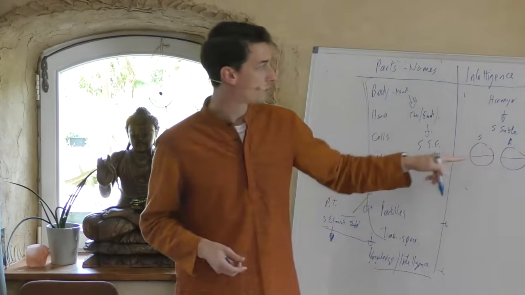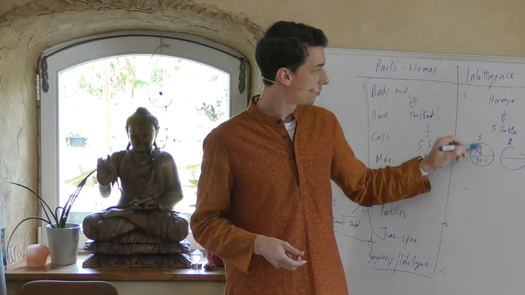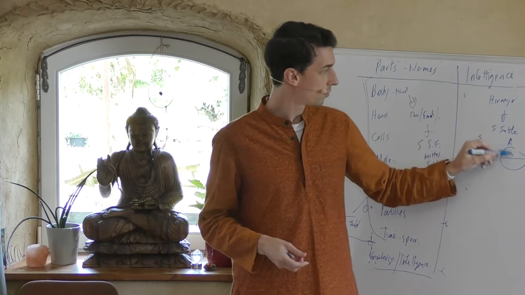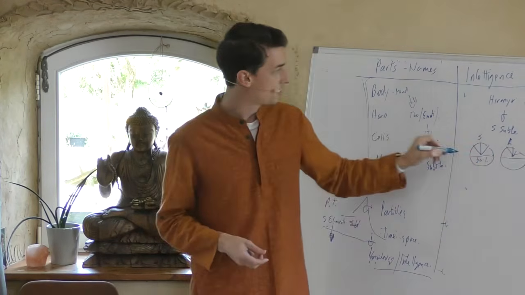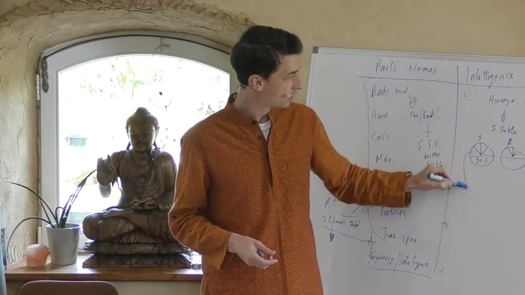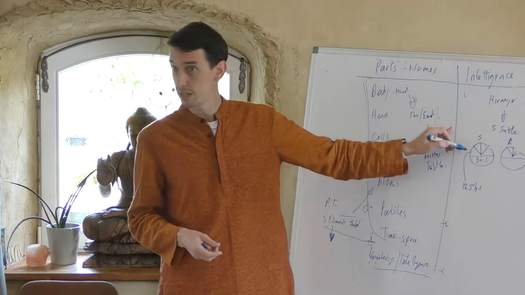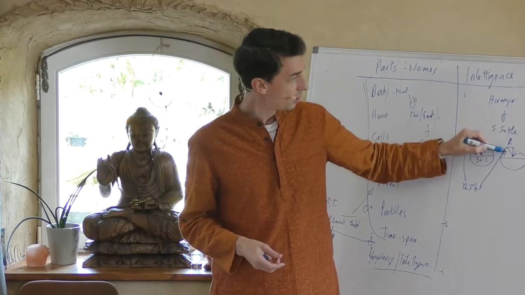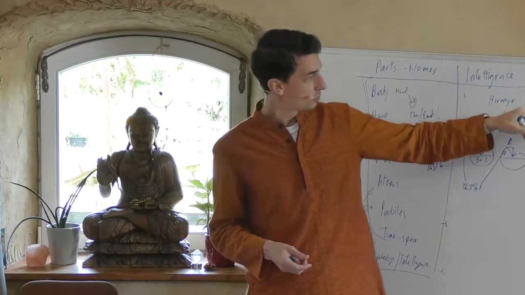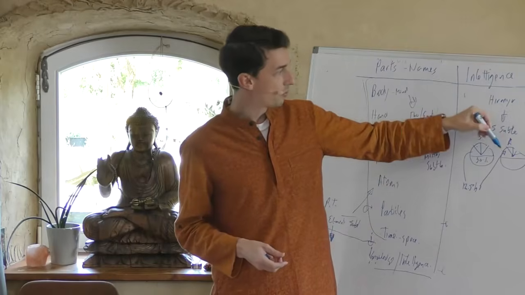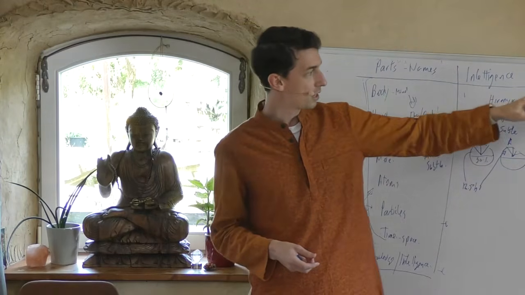Okay? So each one of them preserves 50% of their original, and then you divide this into a quarter. 1, 2, 3, 4. And then you take 12.5% and you attach it. You put 12.5% of space into air, 12.5% of space into fire, 12.5% into water, and then you just repeat that. 12.5% of air into space, 12.5% of air into fire, 12.5% of air into water.